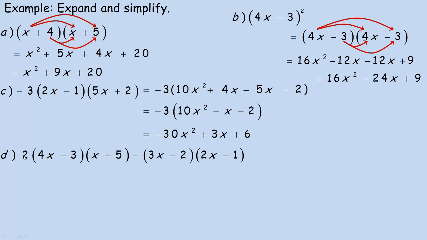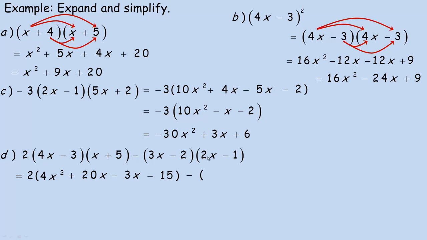A little longer one in D here. I'm going to leave the 2 out front. So I'm going to start by multiplying these binomials together. So there's my 2. 4x times x is 4x squared. 4x times 5 would be 20x. So plus 20x. Negative 3 times x would be minus 3x. And negative 3 times 5 is negative 15. Close my bracket. So now I can multiply these at the same time. That's fine. So I'm going to put my negative there.